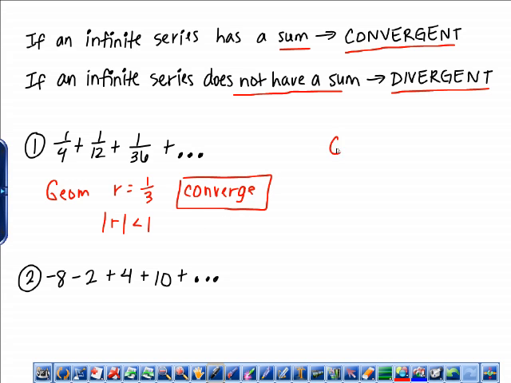Okay, so just in general, you may want to write this down for geometric. If the absolute value of r is less than 1, it's going to converge every time, because that means it has a sum. But if the absolute value of r is greater than 1, then this series is going to continue to get really big, or also big but negatively. So that would be a diverge situation. Okay, we've kind of already talked about this, not with the two words, but in terms of does it have a sum or doesn't it.